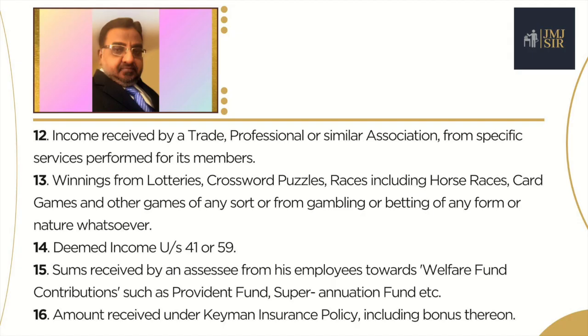Winnings from lottery tickets and crossword puzzles are, of course, casual income, as are winnings from races, including horse races, card games and other games of any sort, or from gambling or betting of any form or nature whatsoever. Deemed income: sums received by an assessee from his employees towards welfare fund contributions, such as provident fund, superannuation fund, etc. Amount received under a key man insurance policy, including bonus thereon, is part of the income.